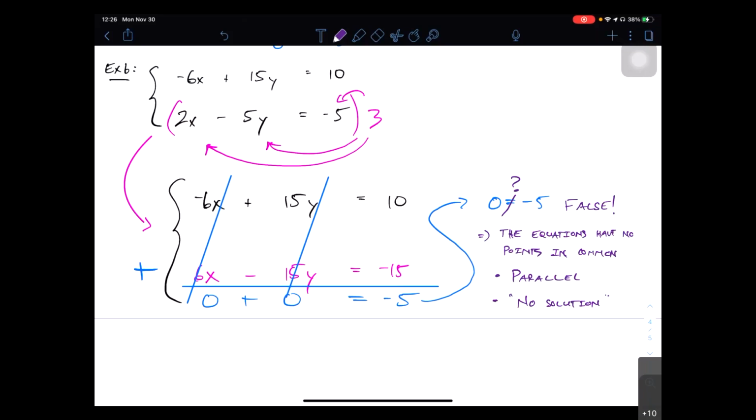The reason it's 3 is that, in my case, I wanted to cancel out the x's. So the 6, or -6 in this case, is bigger than 2. What do I need to multiply 2 by to get to 6? And the answer is +3.